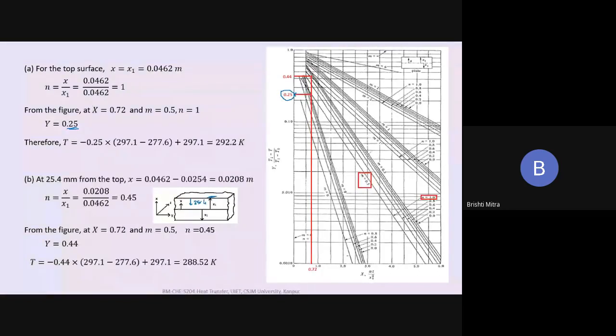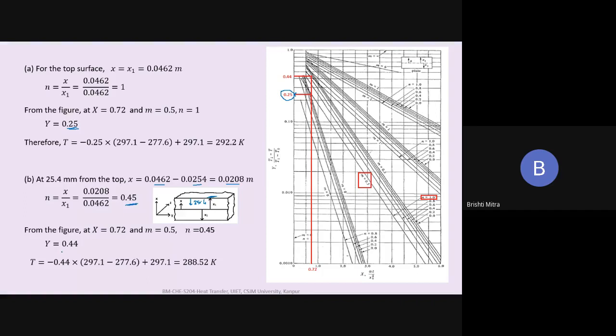what we can do is find out my x direction, which has to be equal to x1 minus this 25.4. So x1 minus 25.4, this is my x1 value, minus 25.4 is this. This gives me the value of x. So this is my x value, this is my x1 value, and this gives me the new value of n. n is the distance at which I want to find out the temperature.